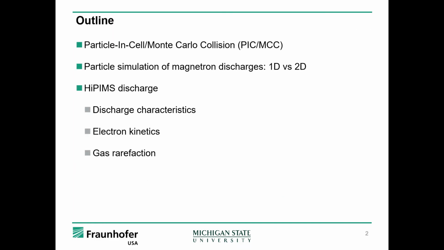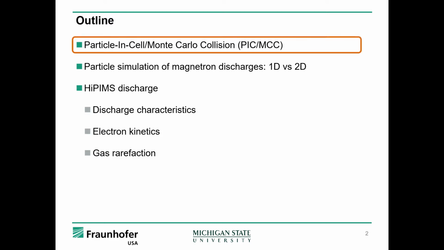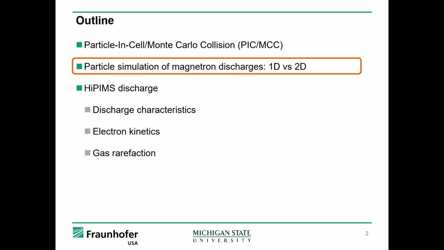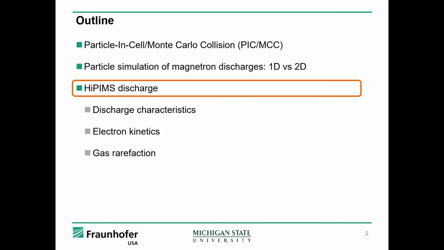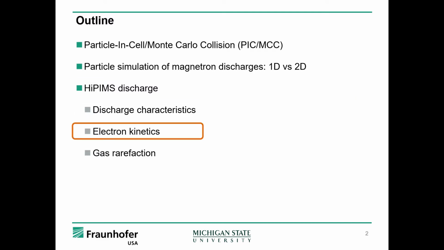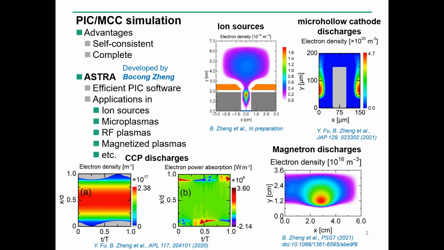In this presentation, I will first briefly introduce the particle simulation, and then apply the particle simulation method to magnetron sputtering, using a one-dimensional simulation for HiPIMS, and in turn investigate the HiPIMS discharge characteristics, electron kinetics, and gas rarefaction. The greatest advantage of particle-in-cell Monte Carlo collision simulation is that the PIC simulation is fully kinetic and can provide a self-consistent and complete description of complicated plasma discharge behavior.